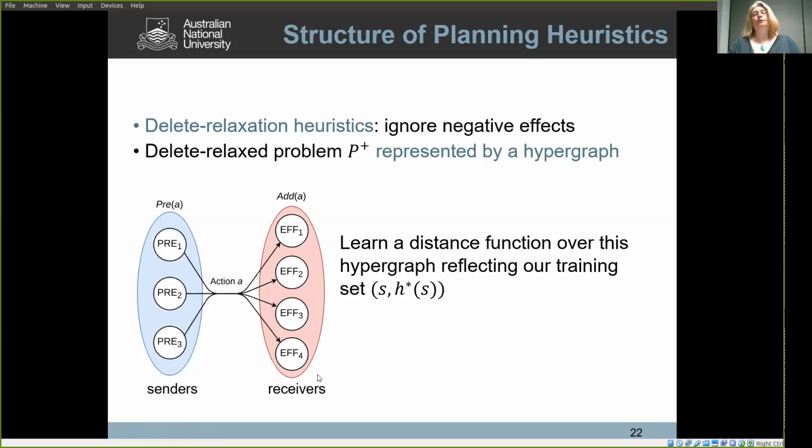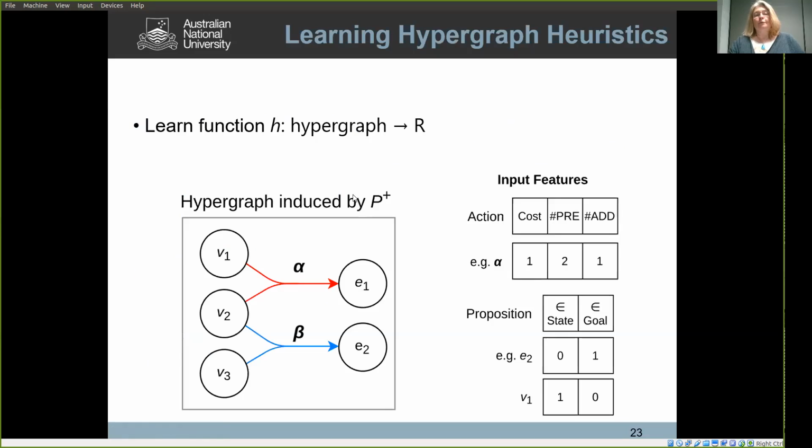And so what we wanted to do was to exploit this hypergraph structure to learn a distance function over the hypergraph that reflects the cost to reach the goal in our training set. Now, of course, that's only one hyperedge. I'm letting you imagine what the hypergraph looks like. So more precisely, what we want to do is to learn a heuristic function H that takes as input the hypergraph representation of the delete relax problem and outputs a heuristic value.